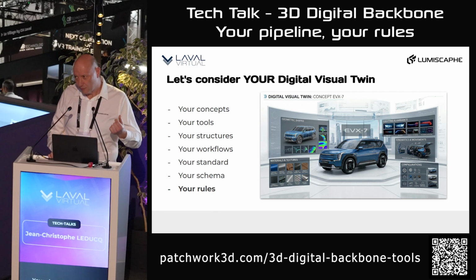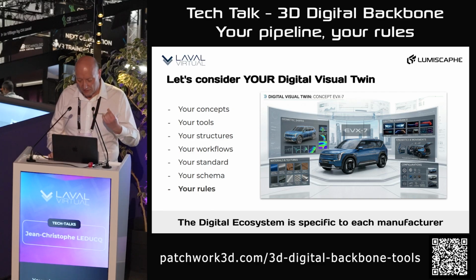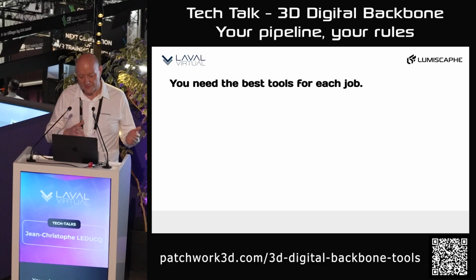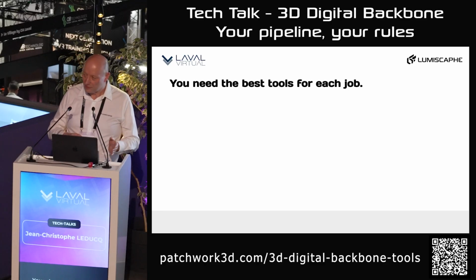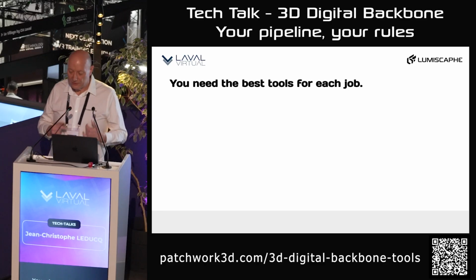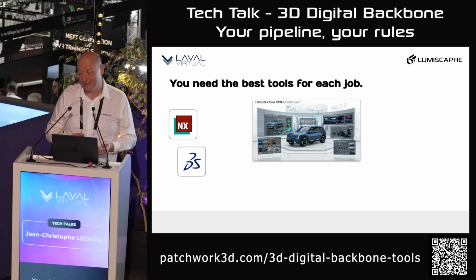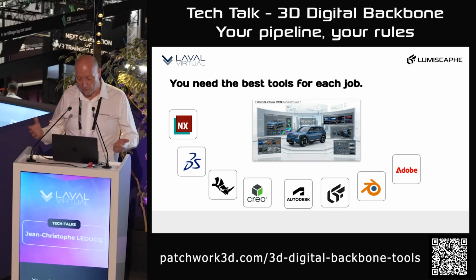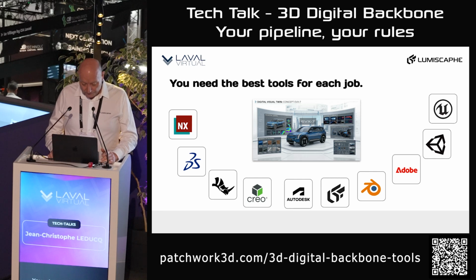We must assume that the digital ecosystem is specific to each manufacturer, and I think that's better that way. But for doing your job, you need the best tool in your opinion. That's why it's always a specific workflow for each manufacturer. So typically, I have my digital visual twin model, and I will use several 3D software around it to create a 3D model, its parts, its materials, and to do final rendering. The problem is that we use all this software. As a manufacturer, I cannot re-implement all the software. It's a very difficult task. So I use the best tool for each job.